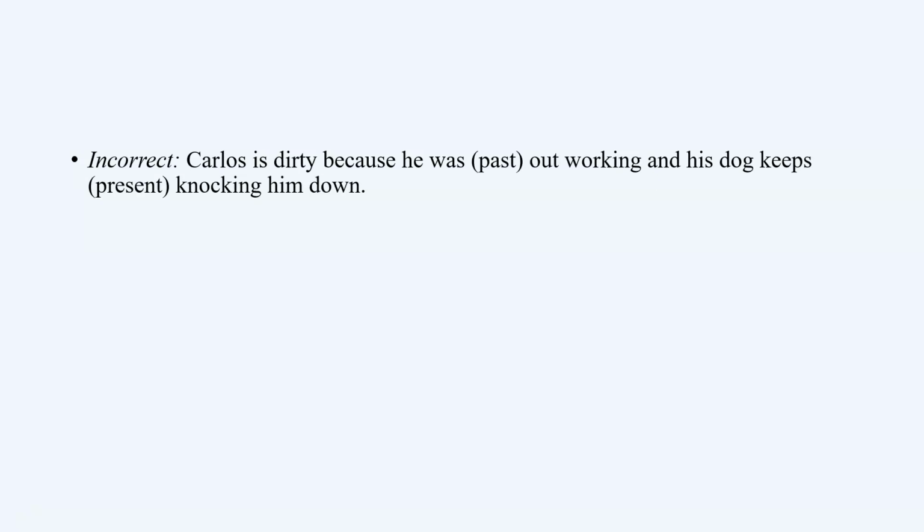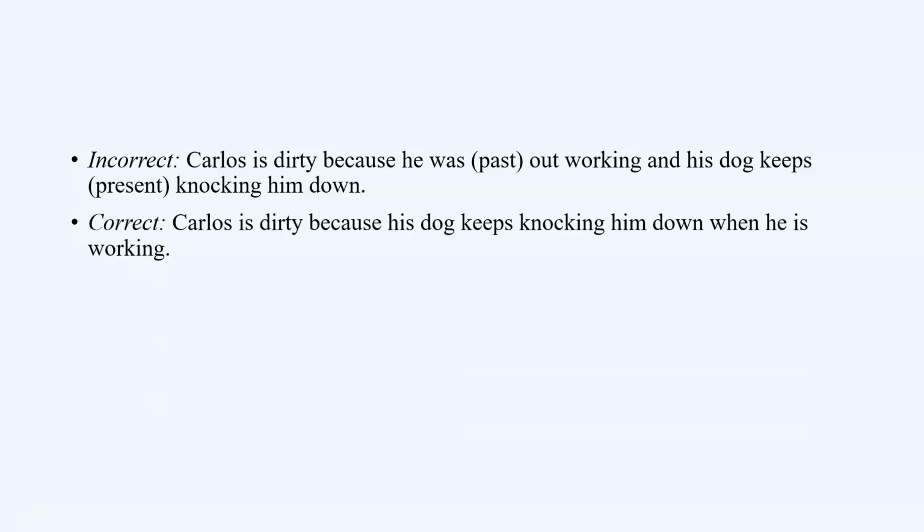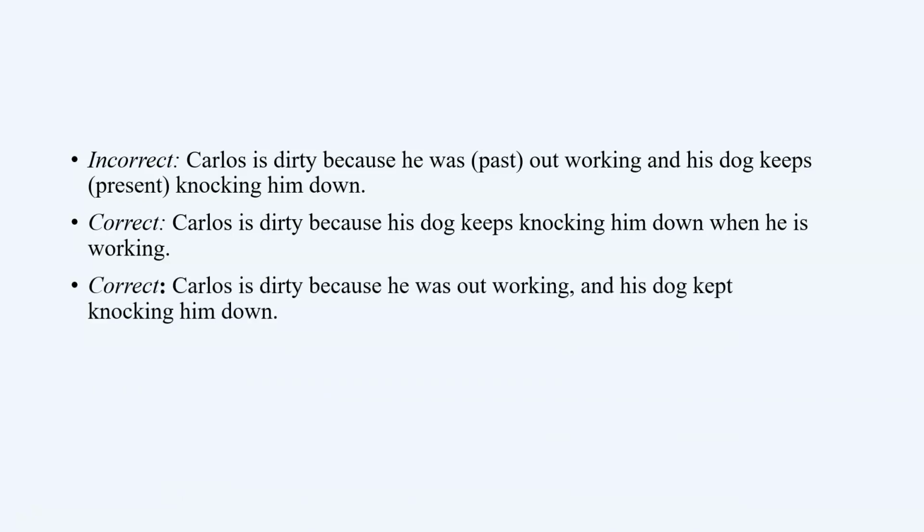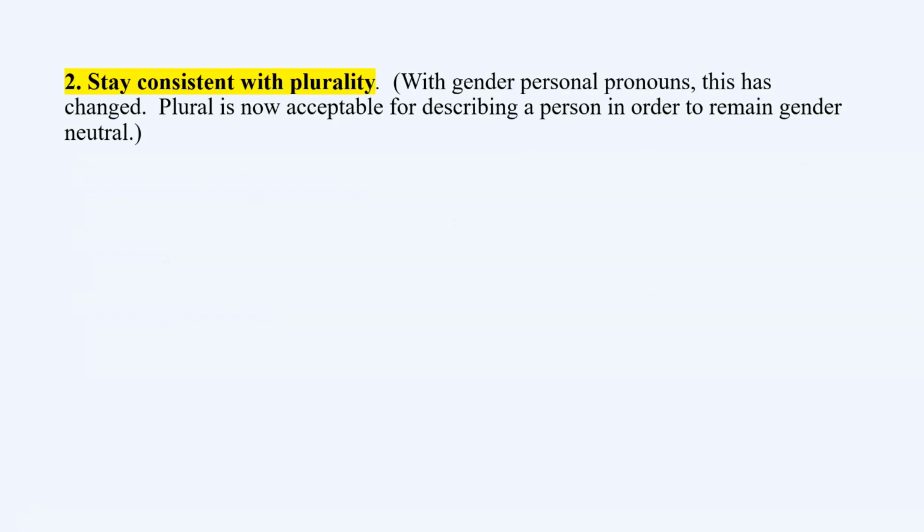Carlos is dirty because he was, past tense, out working with his dogs and his dog keeps, present tense, knocking him down. Carlos is dirty because his dog keeps knocking him down when he is out working. Carlos is dirty because he was out working and his dog kept knocking him down. All right, stay consistent with plurality.